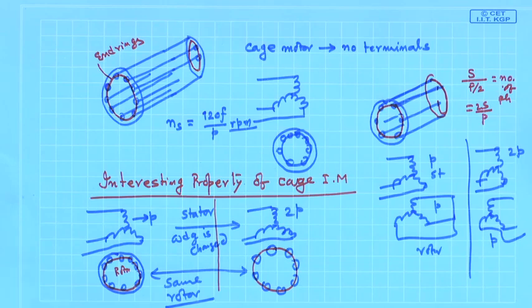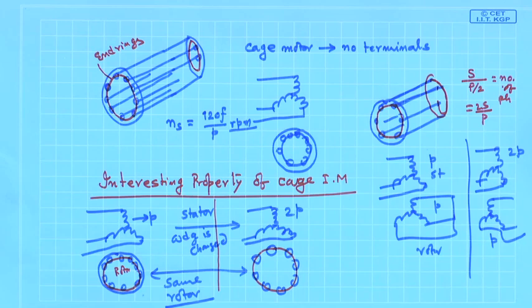Therefore, when the 2-pole stator winding is energized, the synchronous speed is going to be 3000 rpm, and therefore, I would expect the motor speed will be close to 3000 rpm, maybe 2950 rpm or so, but close to that.